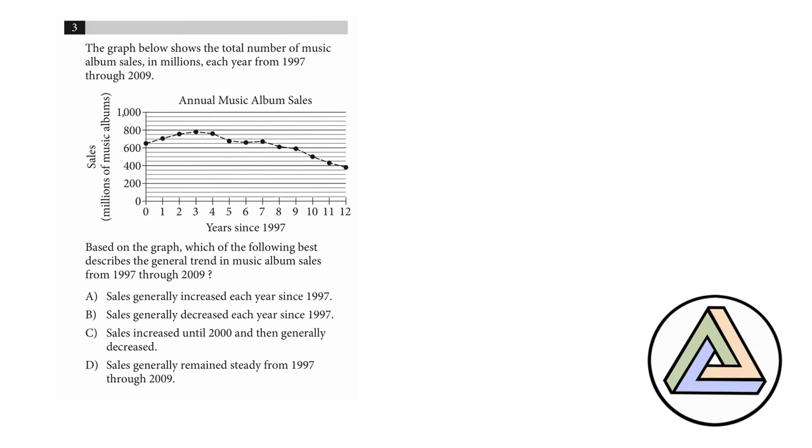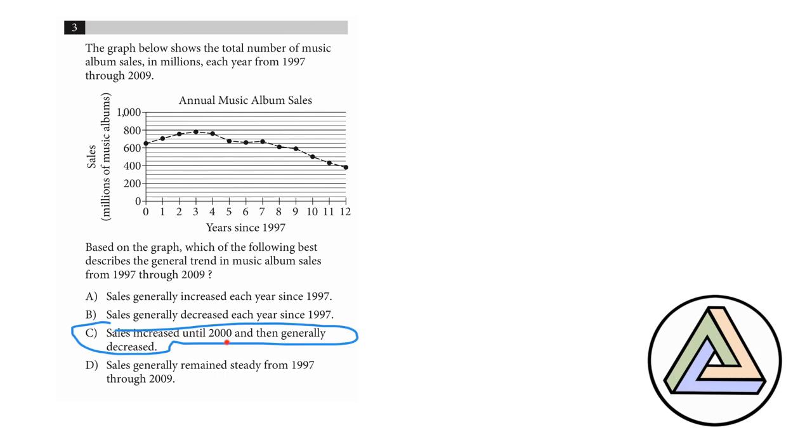All right, let's see. 2000, this is again 97, 98, 99. 2000 is right here. So that corresponds with this. So basically, according to answer choice C, sales increased until 2000 and then generally decreased. I would agree with that one. C is definitely the most tempting choice so far. Sales generally remained steady. That's definitely not true. Did not remain steady. Answer choice C is the answer.